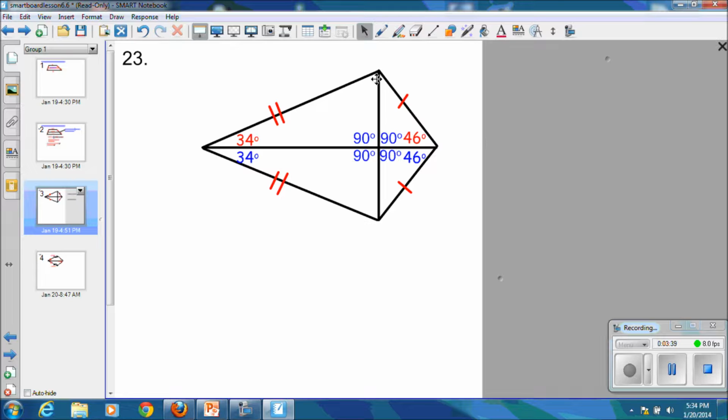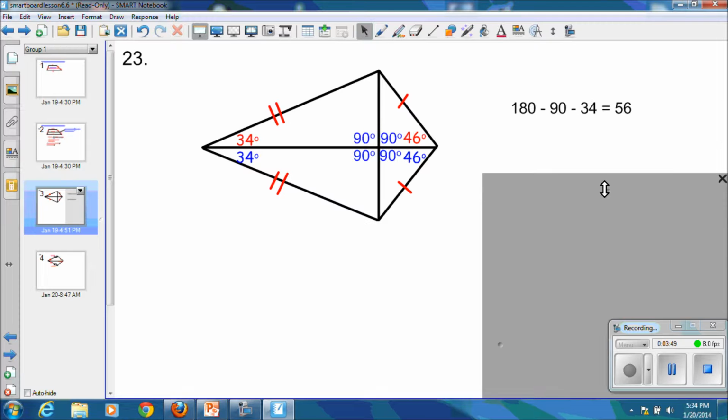Now I'm going to take a look at this triangle right here. I know that all three angles add up to 180 degrees, so if I just subtract these two, it's going to give me this angle right here. I've done that right here. So I've subtracted the 90 and 34. That would leave me with 56. So now I have figured out this angle, and this angle is always going to be congruent to this angle right here. Now I can do the same thing for this one.